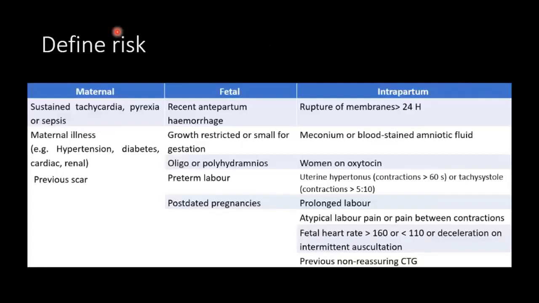First, we go to define risk. You need to look into the maternal risk and the fetal risk, and also intrapartum. For the mother risk, you have to see whether mother has tachycardia, pyrexia, or any other medical condition, or things such as previous scar will put the mother in having a higher risk intrapartum. As for fetus, you want to know whether baby has a history of antepartum hemorrhage, whether baby is growth restricted or not, whether there is oligo or polyhydramnios, whether it's a preterm labor or a post-date pregnancy. And you would also want to know whether there is prolonged rupture of membrane. And these are the other risks that you will find in intrapartum.